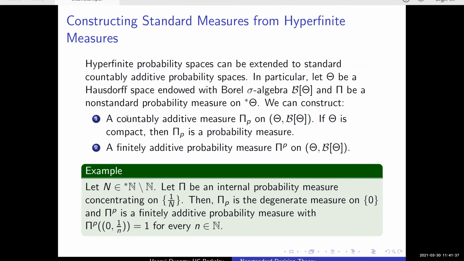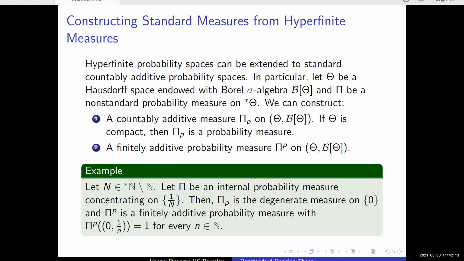To obtain purely standard results, this is based on pushing down hyperfinite priors to get standard priors. So here we assume Theta to be a Hausdorff space endowed with the Borel sigma-algebra B(Theta), and let pi be a non-standard probability measure on star Theta. First of all, we can always construct a countably additive measure pi subscript P on (Theta, B(Theta)). pi subscript P is usually called the pushdown of pi.